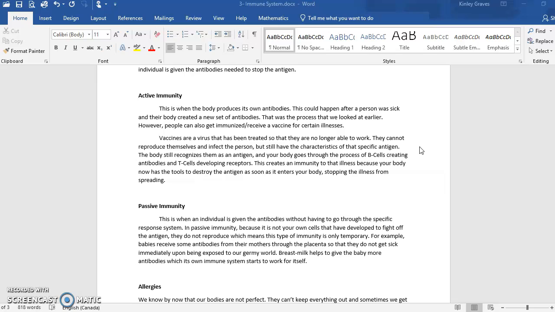So the body then recognizes that antigen and goes through the process of creating B cells and T cells. Again, we talked about those memory B cells and memory T cells floating around in our bodies. So anytime that virus comes into contact with that specific antigen, it doesn't take 5 to 7 days anymore to engage our specific immunity. It happens right away because we have those memory B cells and memory T cells for that specific antigen.